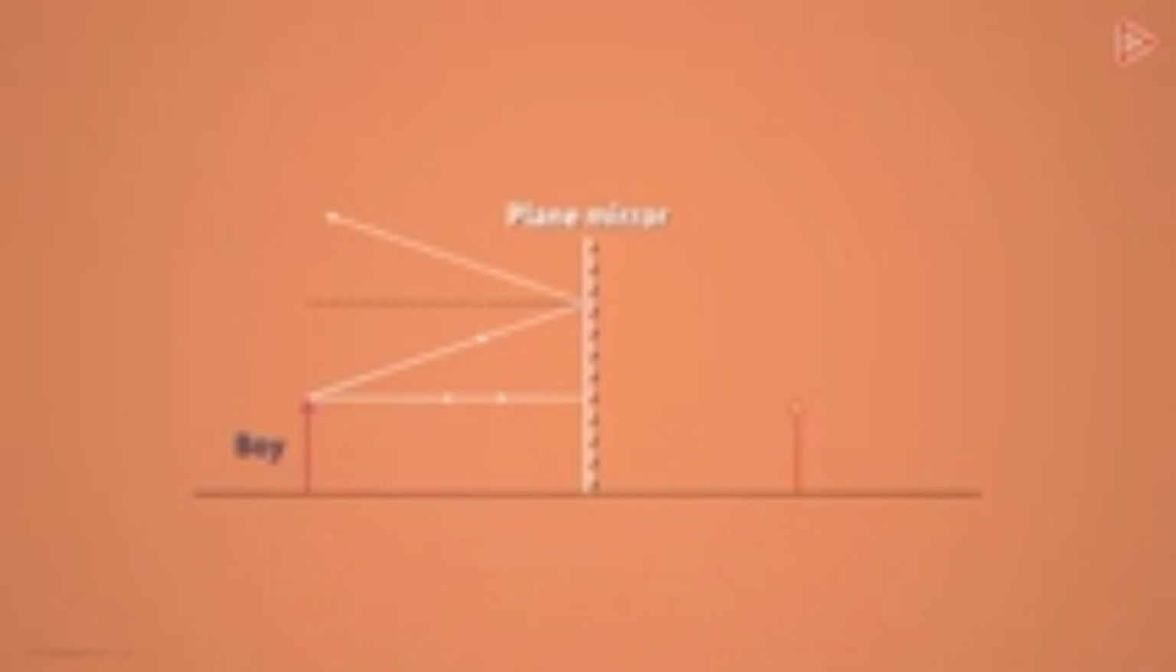So let me extend these reflected rays backwards and see what happens. We see that they meet at this point behind the mirror. And to us, this is where the top of the image appears to be. When we look at this point, it appears to us that all the light rays are diverging from this point. But in reality, there are no light rays behind the mirror.